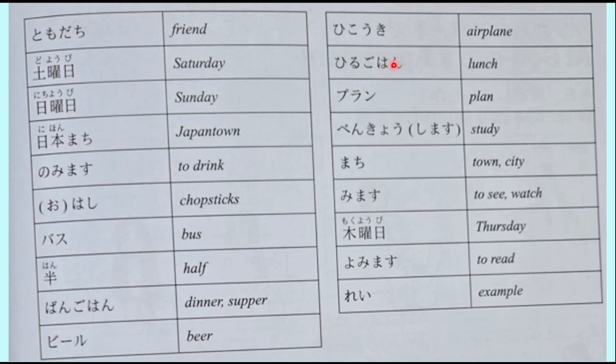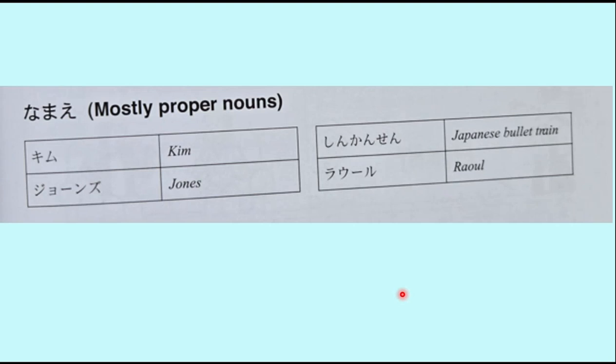Hikoki, airplane. Hirugohan, lunch. Yotei, plan. Benkyo shimasu, study. Machi, town or city. Mimasu, to see or to watch. Mokuyobi, Thursday. Yomimasu, to read. Rei, example. And some mostly proper nouns. This is namae. So Kimu, Kim, Jones, Jones. Shinkansen is the Japanese bullet train, and Rauru, Raul.